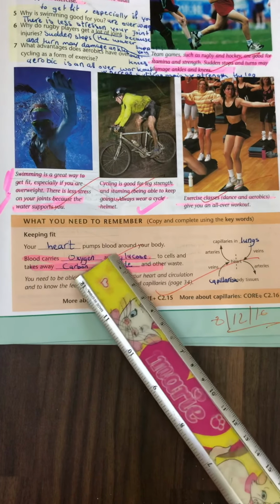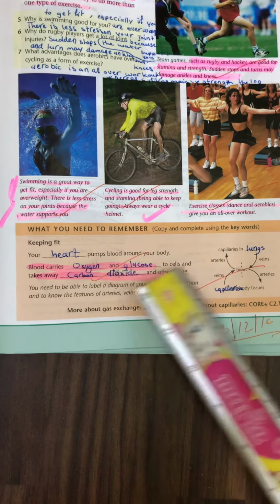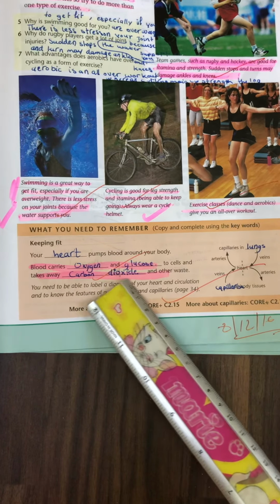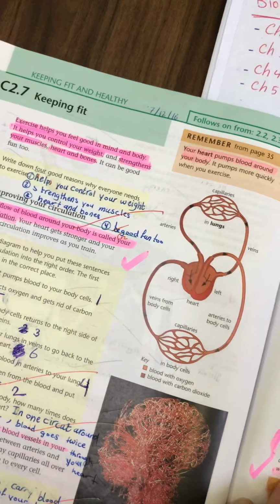Your heart pumps blood around your body. Blood carries oxygen and glucose to the cells. It takes away carbon dioxide and other wastes, like for example urea. Okay, so I finished C2.7. Go to C2.12.